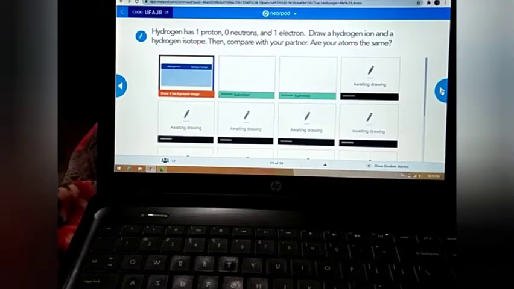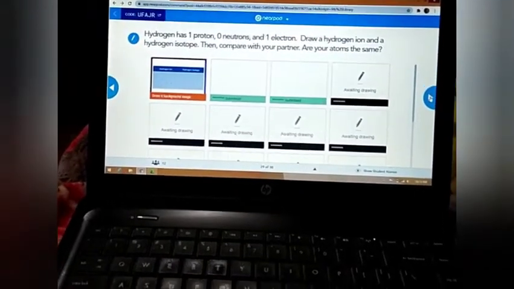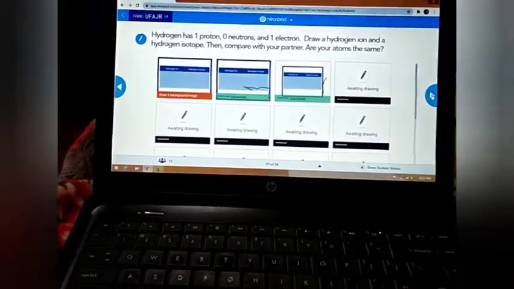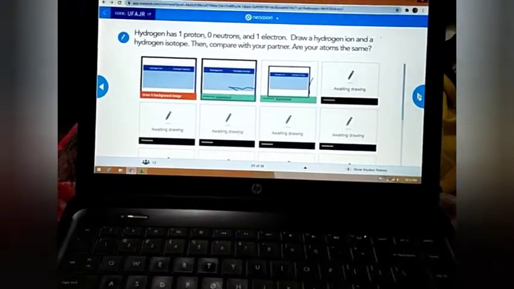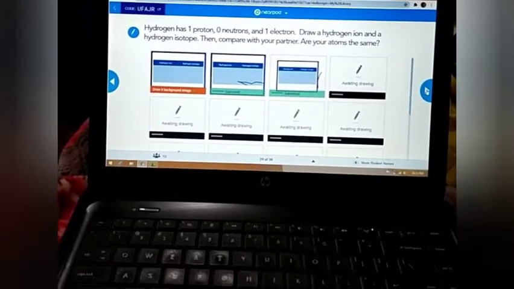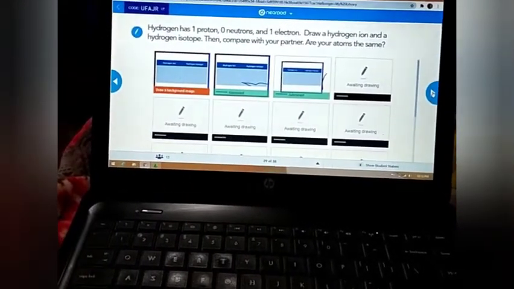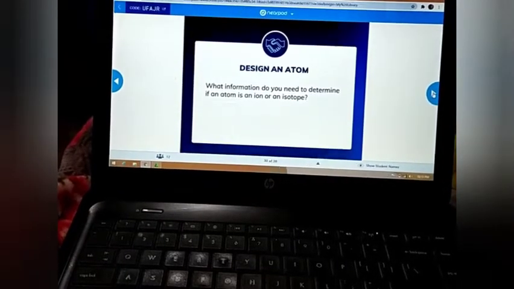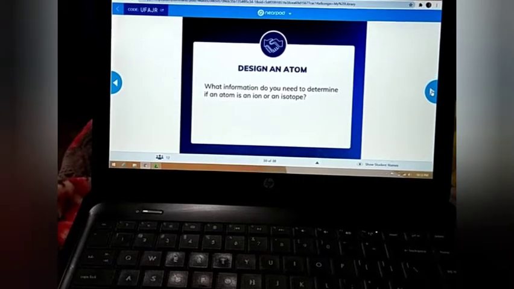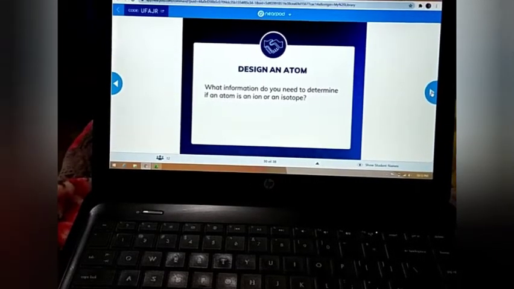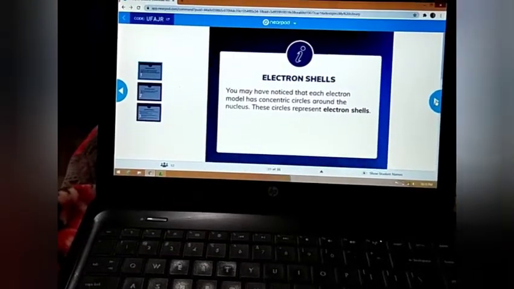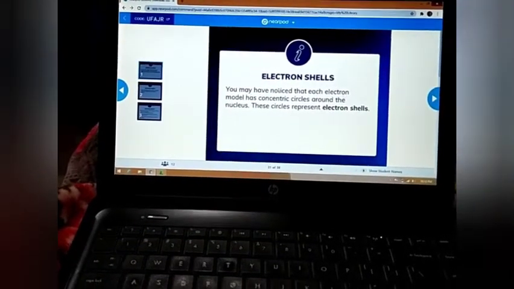Now here they are giving you an example that hydrogen has 1 proton, 0 neutrons and 1 electron. Now you have to draw a hydrogen ion and a hydrogen isotope. Basically you are supposed to draw the structure of the hydrogen ion. Okay, what information do you need to determine if an atom is an ion or an isotope? I've told you earlier. Okay, then electron shells. What are shells?